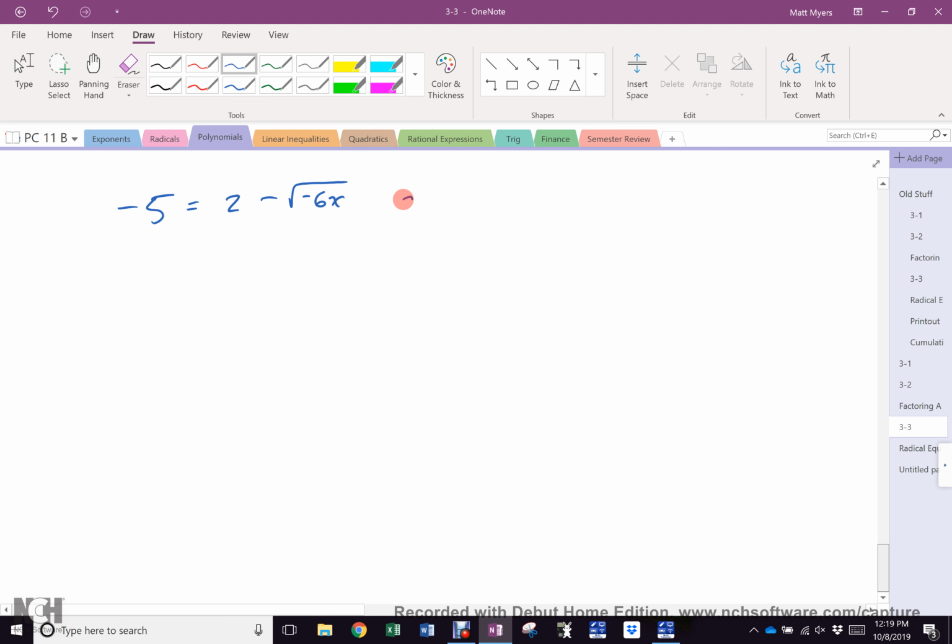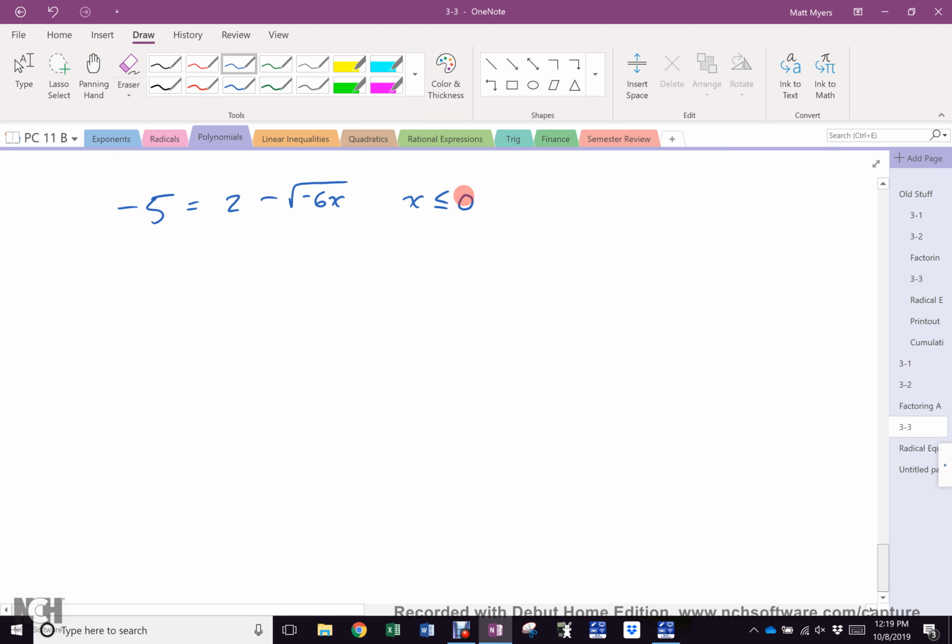First of all, x cannot be what? No. This is easy. You should be able to see it by looking at it. X cannot be what? Any positive number. Why, Lennon? Because then it would be negative under the radical sign, right? X must be less than or equal to 0.